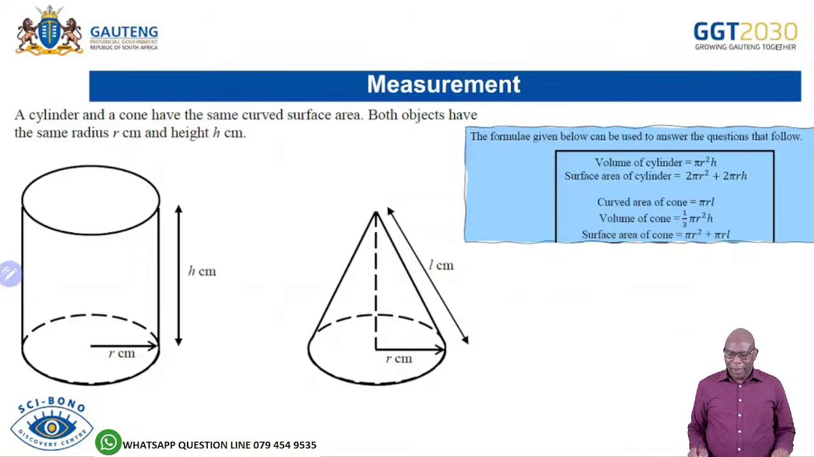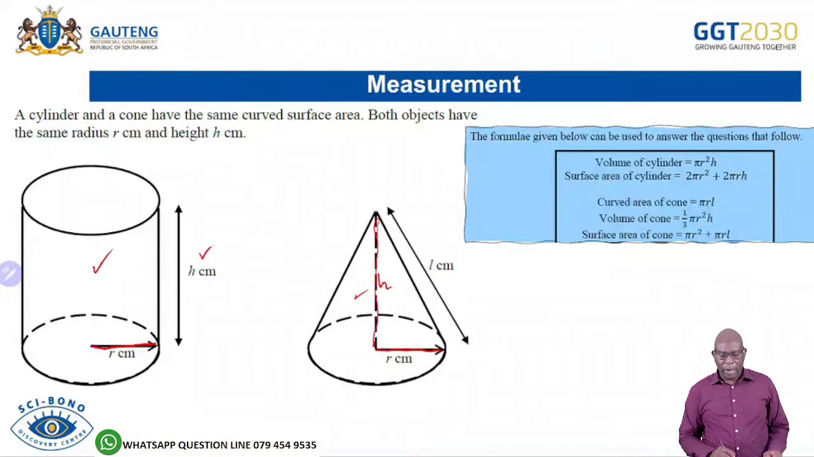Now, read the question here. A cylinder, here is a cylinder, and a cone, here is a cone, have the same curved surface area. Both objects have the same radius. So in other words, the radius r here and the radius r there are the same. And the height here and the height there are the same.